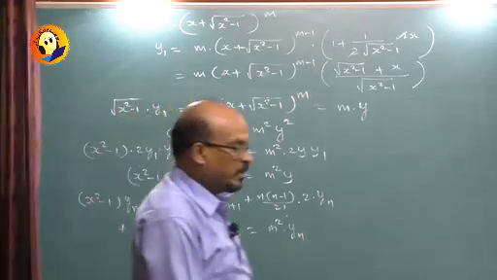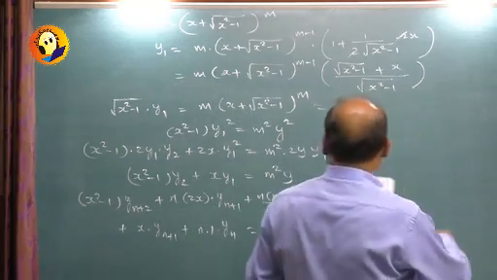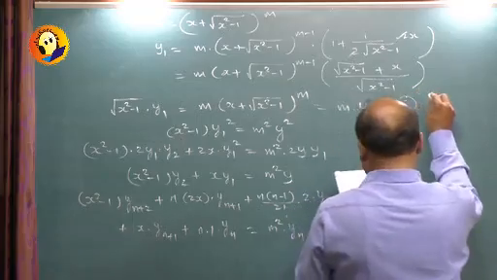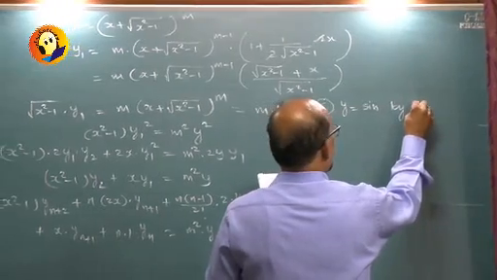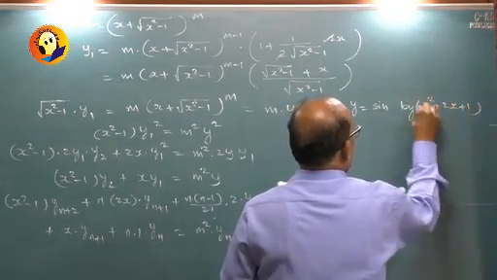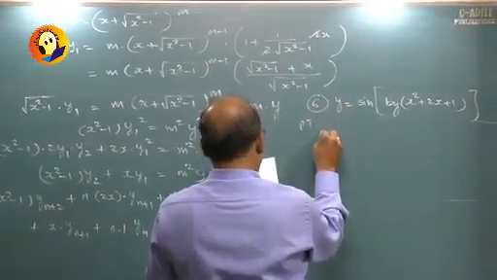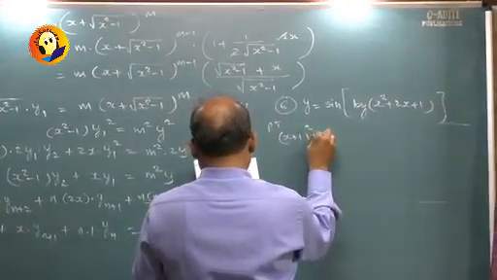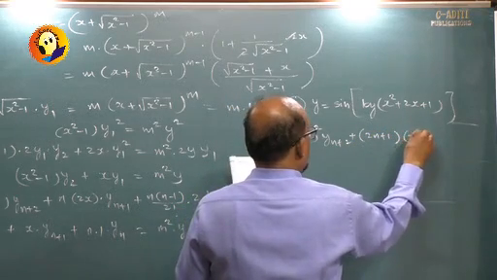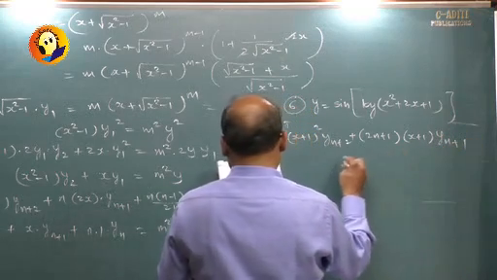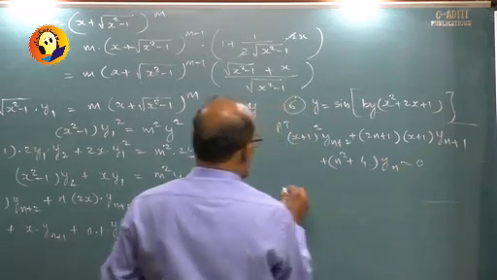I will give you the next set. That was fifth one. Sixth is y equal to sine of log of x square plus 2x plus 1. He says prove that x plus 1 bracket square yn plus 2 plus 2n plus 1 into x plus 1 yn plus 1 plus n square plus 4 yn equal to 0.